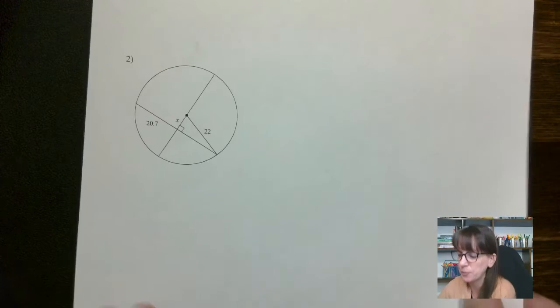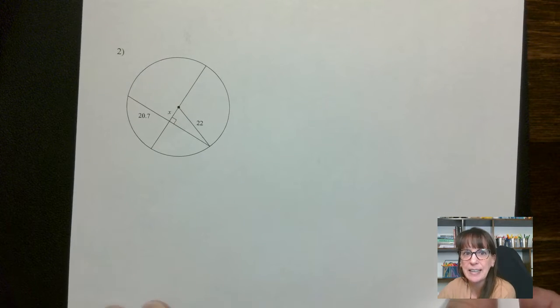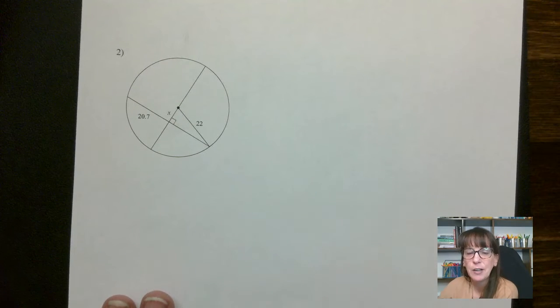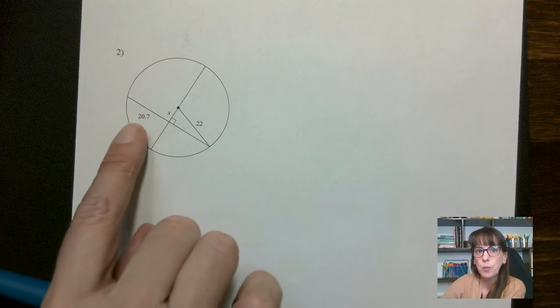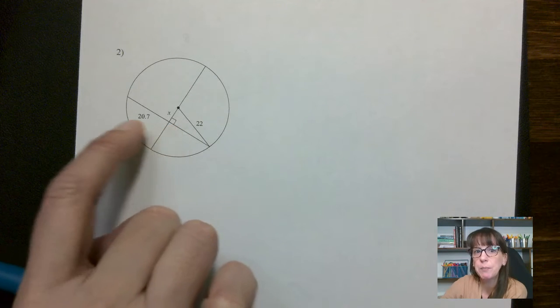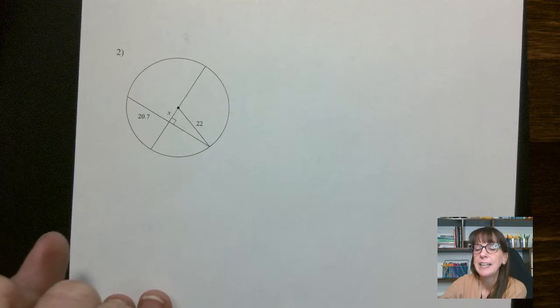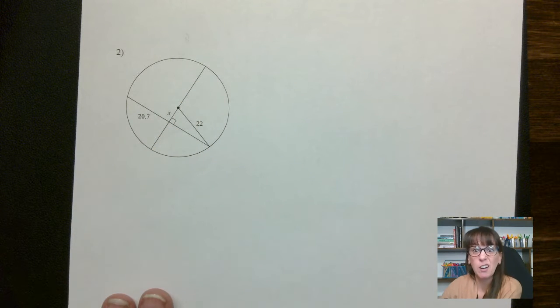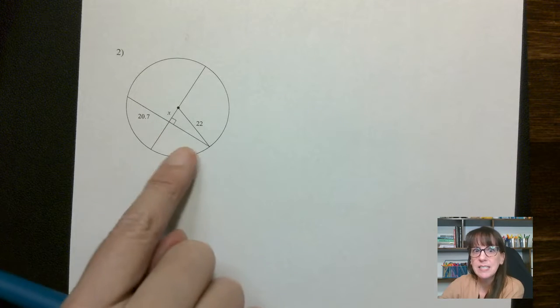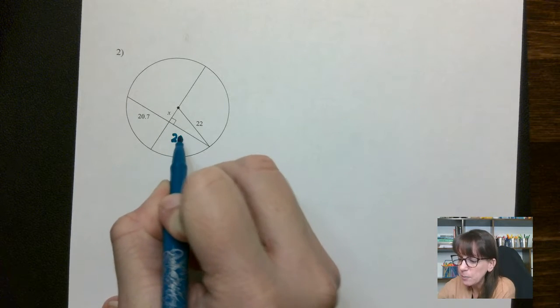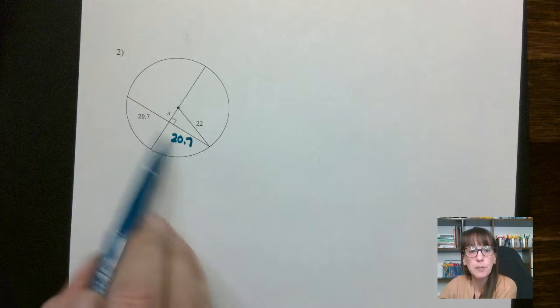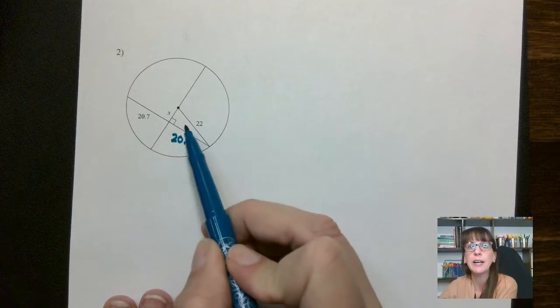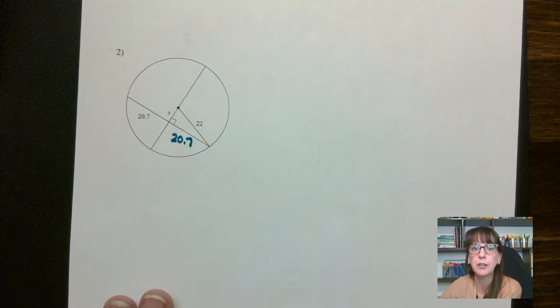All right, let's try a harder one. Taking a look at this one here, we need to find the value of x. Well, in this case, we know that since this is perpendicular, and we know that this goes through the center, the diameter, we're using the converse of this theorem. This is also right here 20.7 because it is a perpendicular bisector. It goes through the diameter and it's perpendicular, therefore it's a perpendicular bisector.